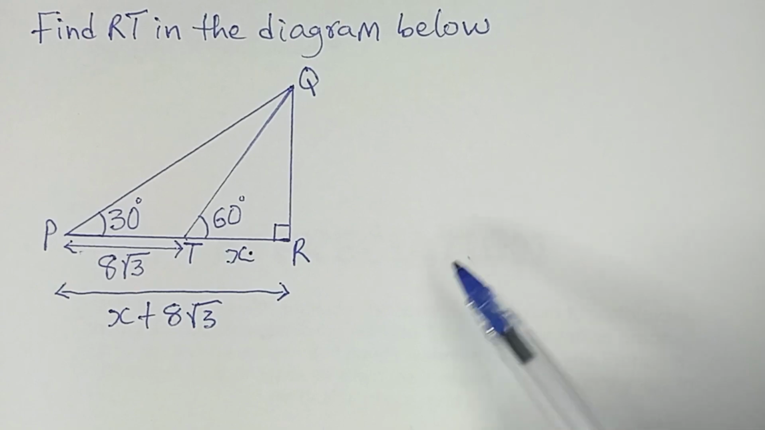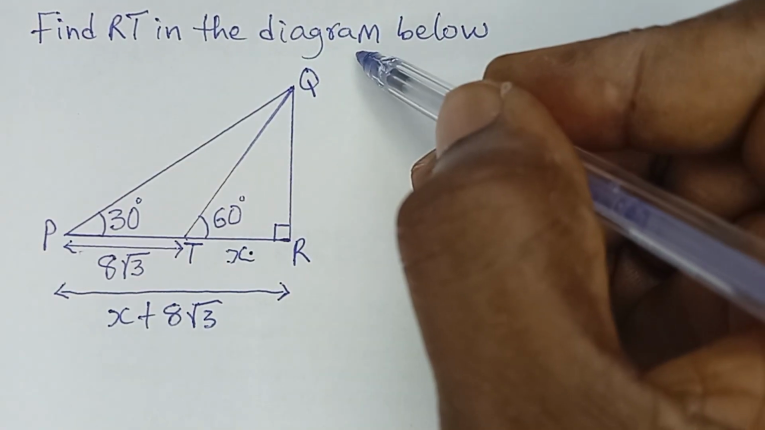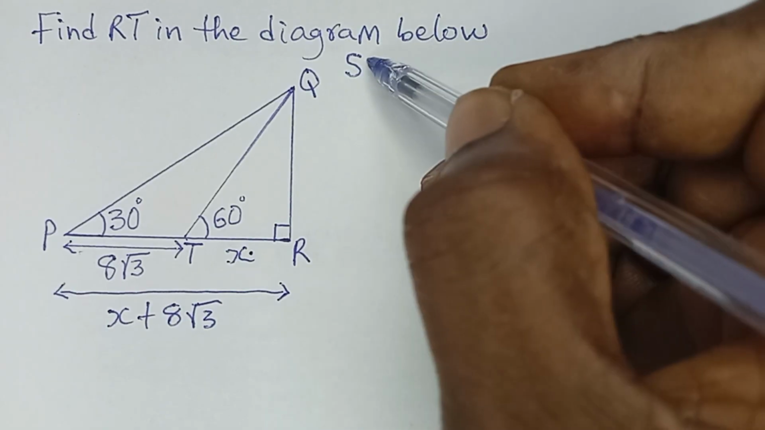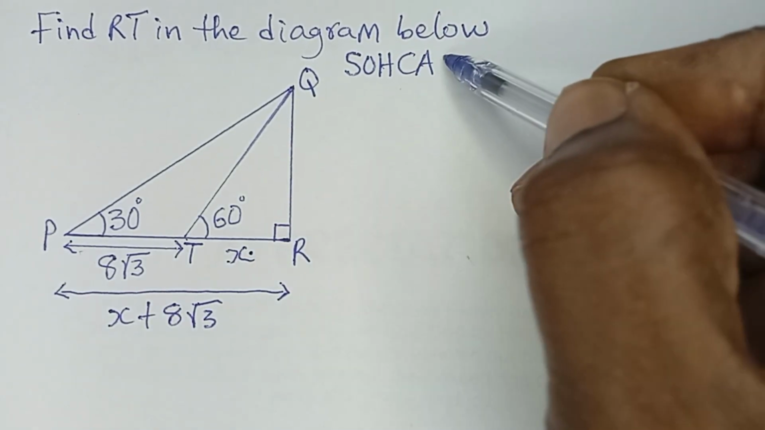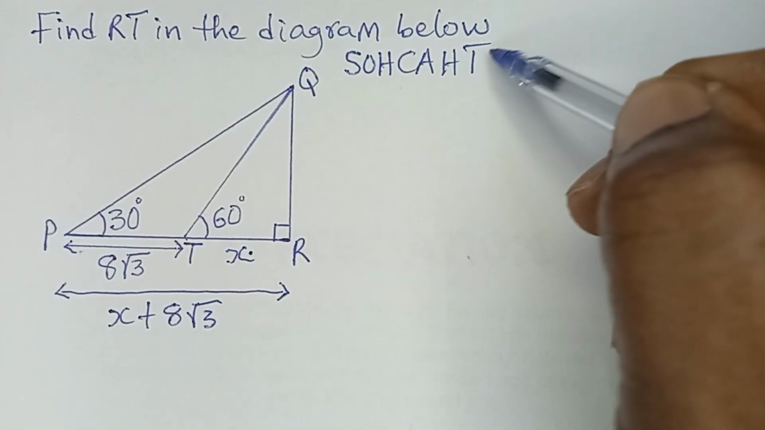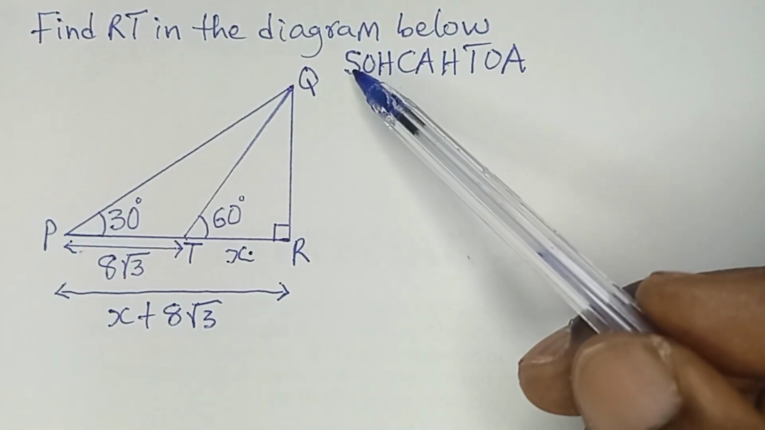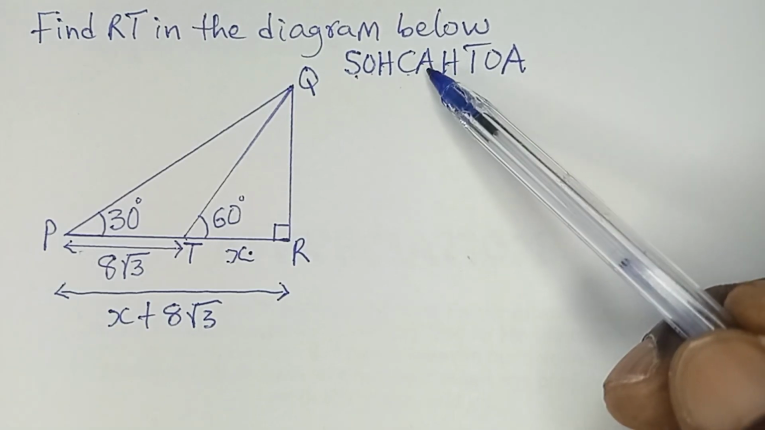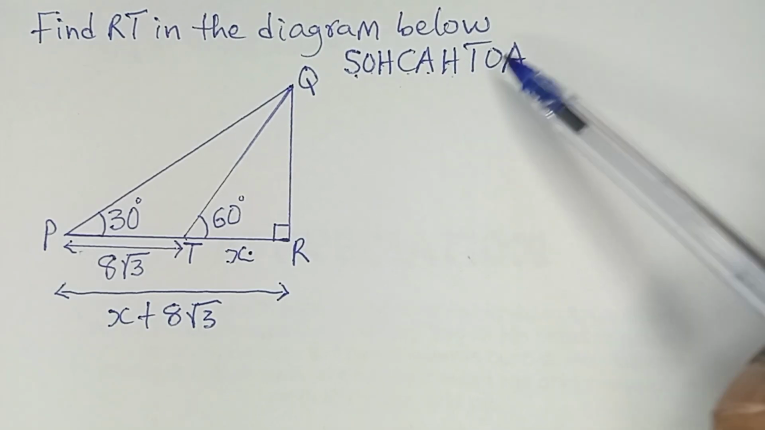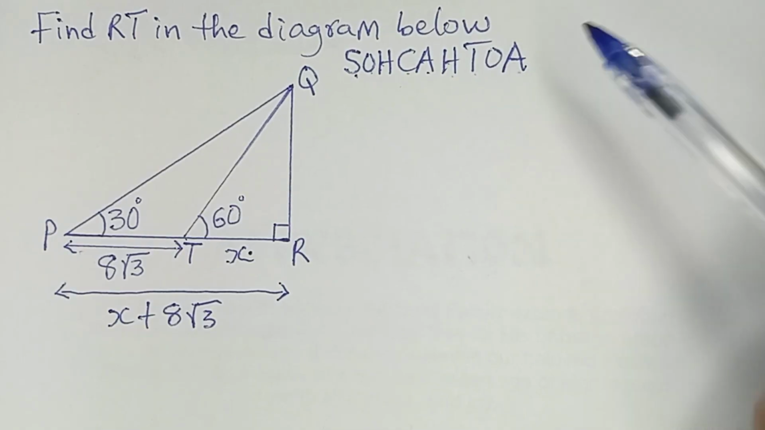Now, let's apply trigonometric ratios. I want to believe you know SOHCAHTOA, this acronym, meaning sine is opposite over hypotenuse, cosine is adjacent over hypotenuse, and tangent is opposite over adjacent.